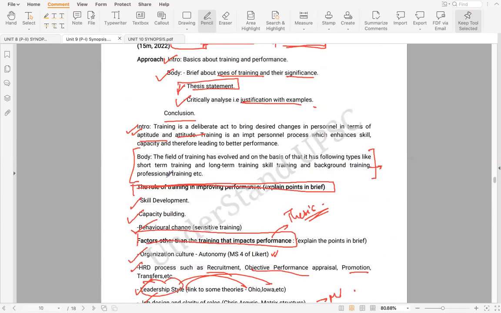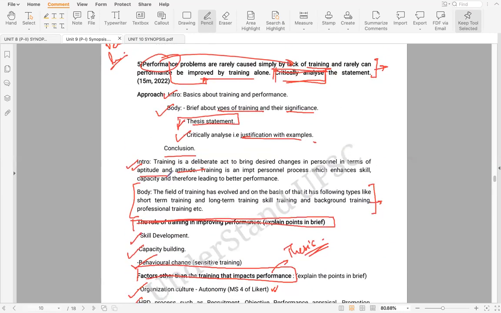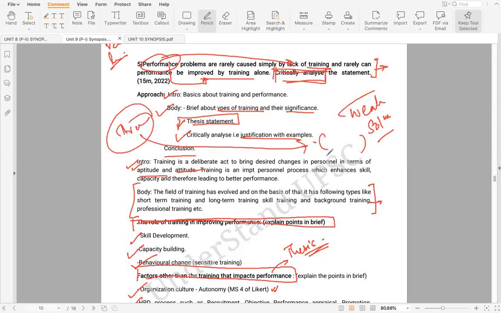Here, as I said, you have to also talk about the weaknesses associated with training and also give out the solutions. So majorly you have to talk about training, but also talk about how training alone is not sufficient, but other factors are also needed. And then come back to conclude that it all starts with training, right? The first step is training, so training is important. That is the structure basically.